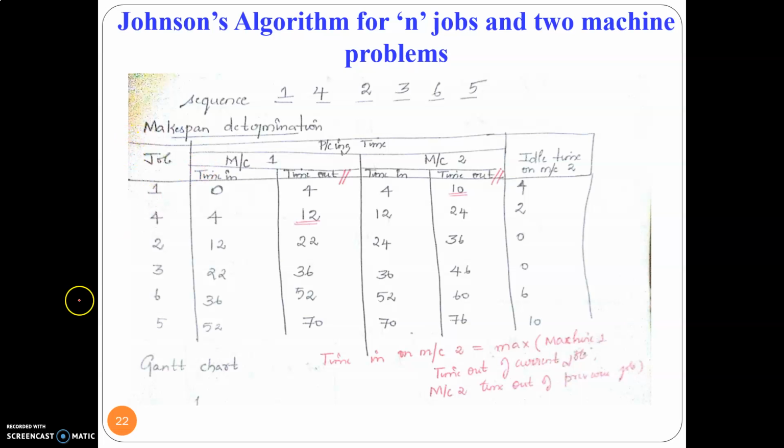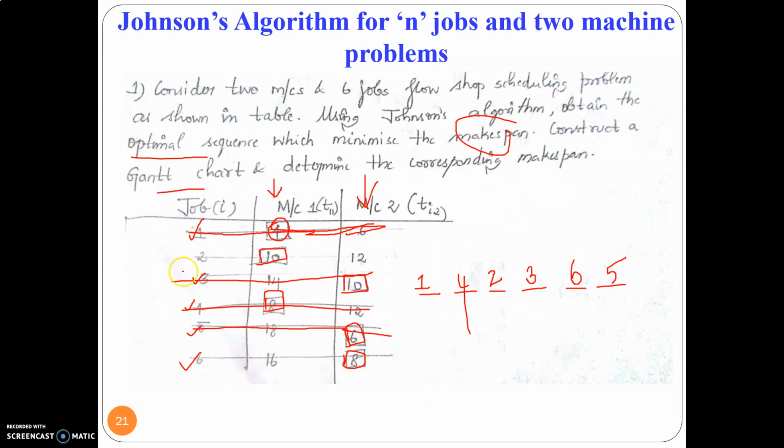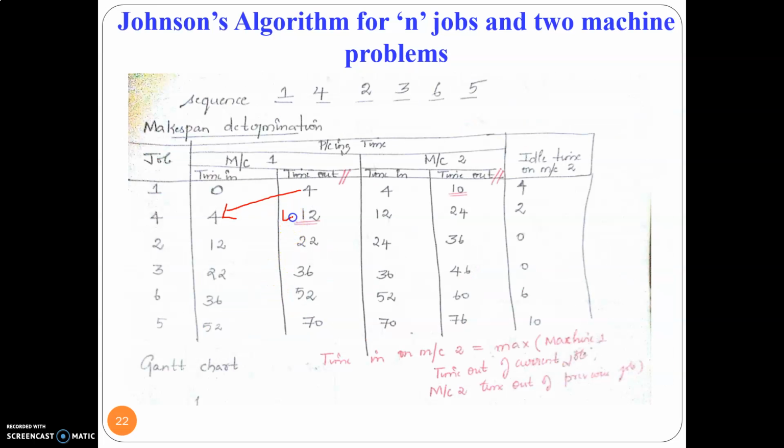As you can see, the processing time of job 1 in mission 1 is 4. It enters at the 0th minute and comes out at the 4th minute, because the processing time of job 1 in mission 1 is 4. Next, job 4 enters mission 1. At the end of the 4th minute, job 4 enters, and the processing time of job 4 in mission 1 is 8. So 4 plus 8 is 12. At the end of the 12th minute, job 4 comes out of mission 1.